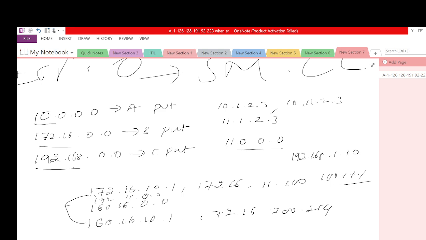If 255 is there at the end, you can mention it as a broadcast IP address. You can mention 255 also, but it's a broadcast ID. If you write 0 at the end, it's a network ID. If you write 255 at the end, it is a broadcast ID. Simple.